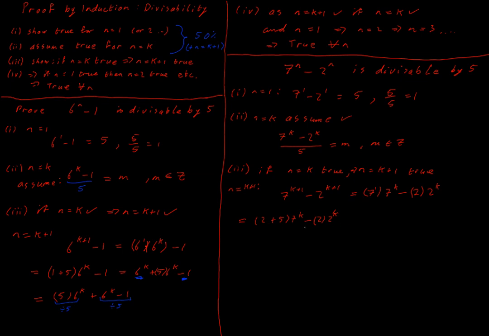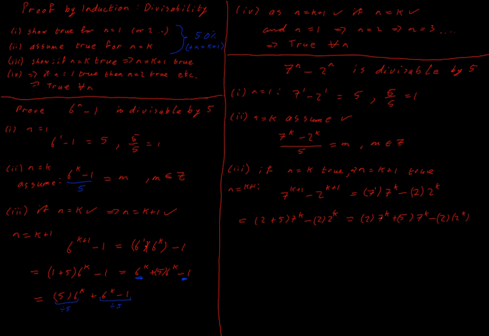It's a skill you build in the different contexts for the different styles of proof. So I now have this broken up, and I have 2 multiplied by 7 to the power of k plus 5 multiplied by 7 to the power of k minus 2 times 2 to the power of k. I didn't need to put that in brackets, but anyway.